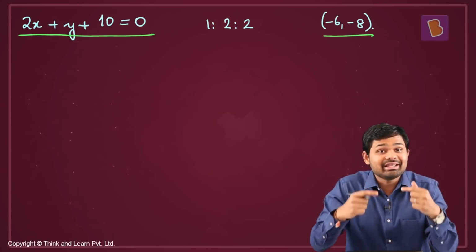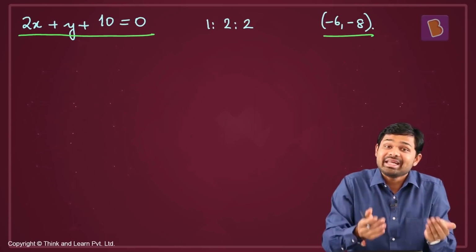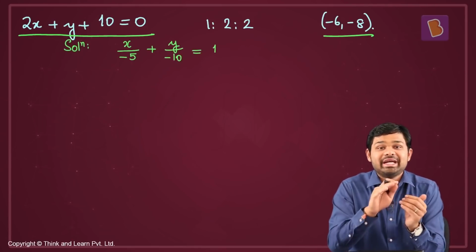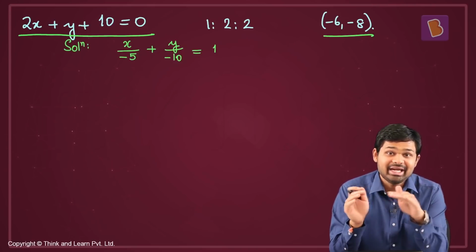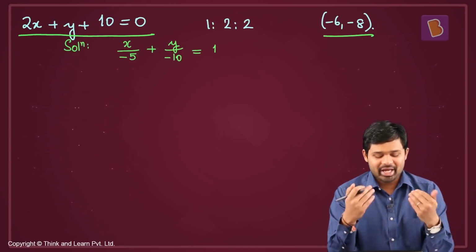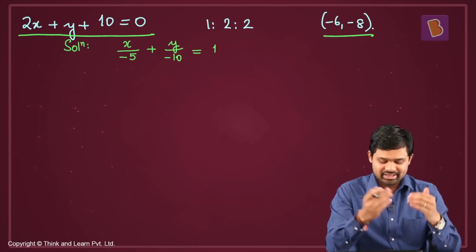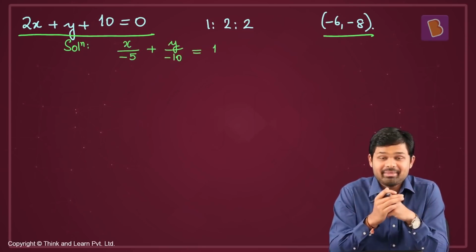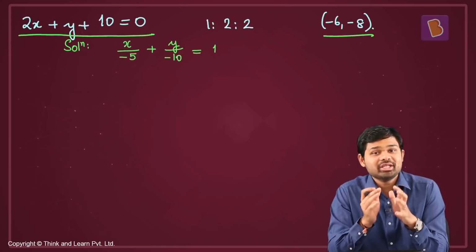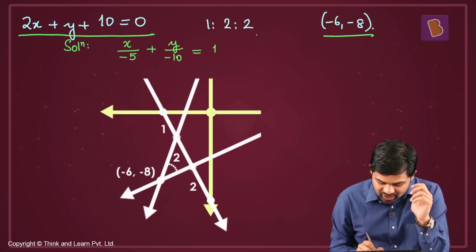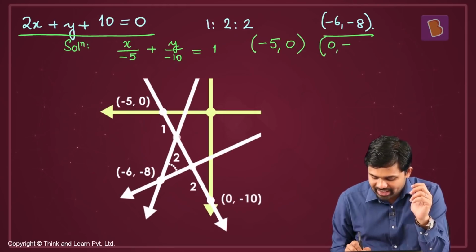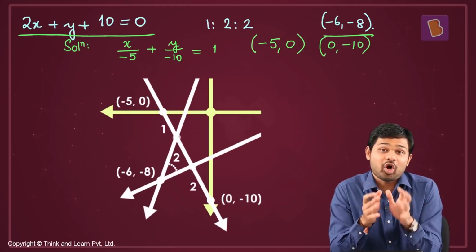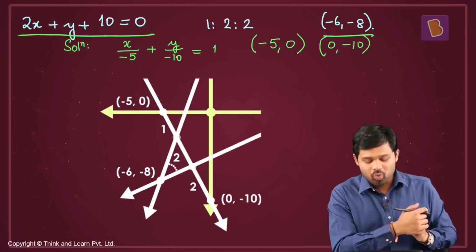So I'm going to rewrite the equation of the straight line in the intercept form. I take the -10 onto the right hand side, and then divide throughout by -10. So I get the intercept form of the line, which is x divided by -5 plus y divided by -10 is 1. So I know what the two intercepts are. The x intercept is -5, 0, and the y intercept is 0, -10. These are my coordinates of the x intercept and the y intercept.